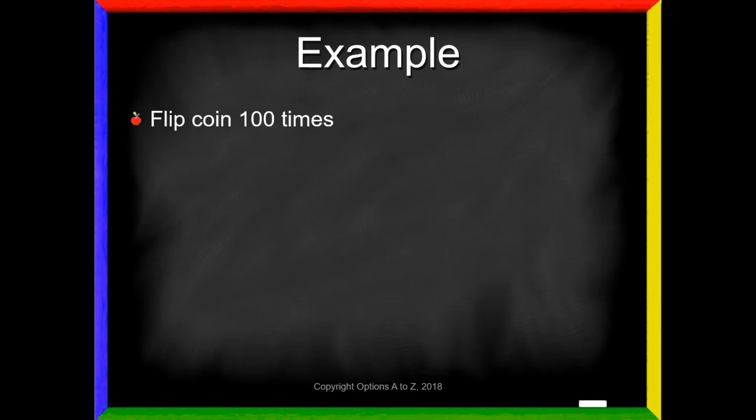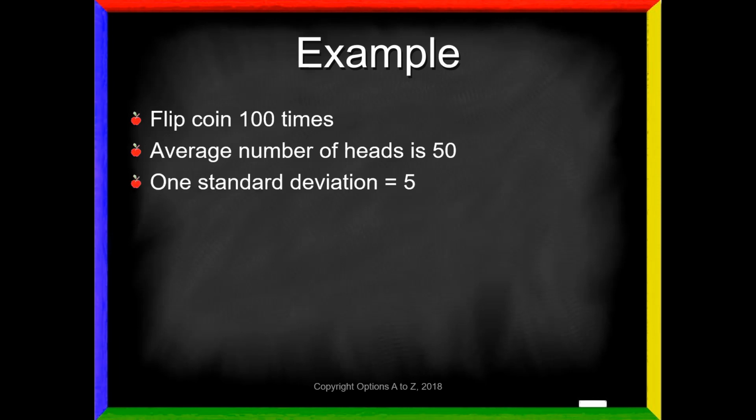Let's say that we flipped a coin 100 times. Well, you would expect to get 50 heads. And in fact, if you did this thousands of times, you would find that that is in fact the average. However, we could also calculate the standard deviation, and if we did, we would find that it comes up to 5. I'm not going to go through the calculation here. It's not really all that difficult, but the number would be 5. So what does that tell us?